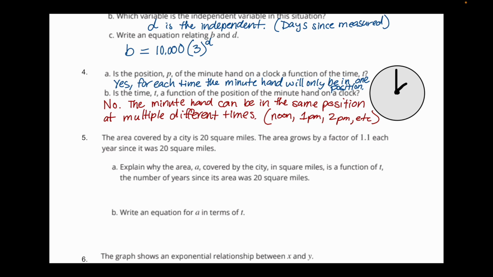So let's find a good way to say this. We'll say the city can only have one area at a time.